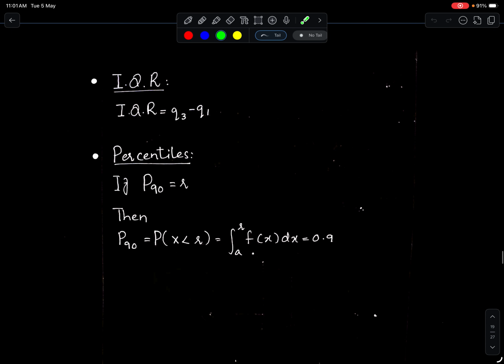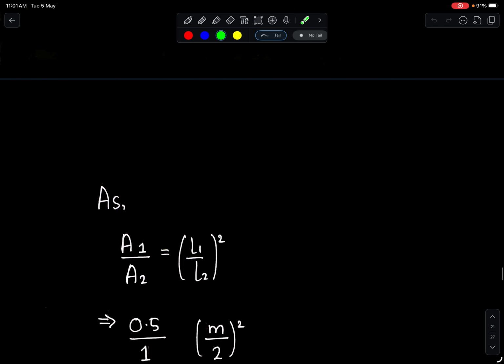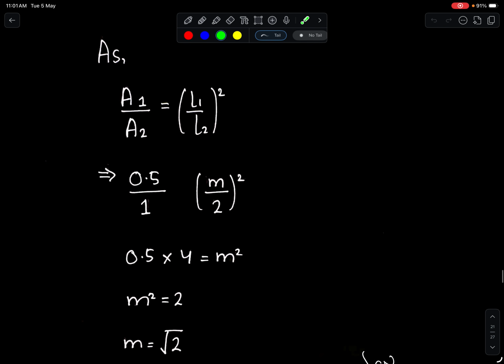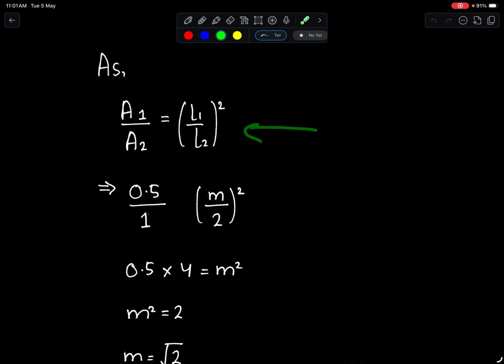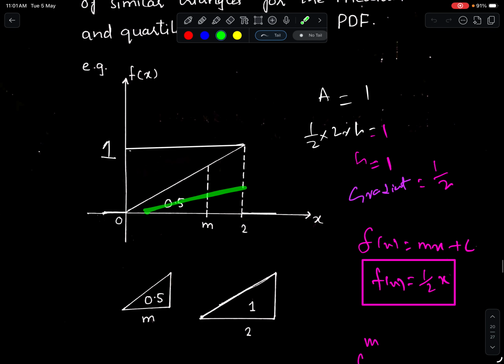For percentile, P90, let's suppose this is R. Write this R here, lower limit, 90%. And this is IQR, Q3 minus Q1. We sometimes use this formula, area of similar objects. Like in this triangle, these two triangles are similar. So this is the larger triangle, this is the smaller triangle.